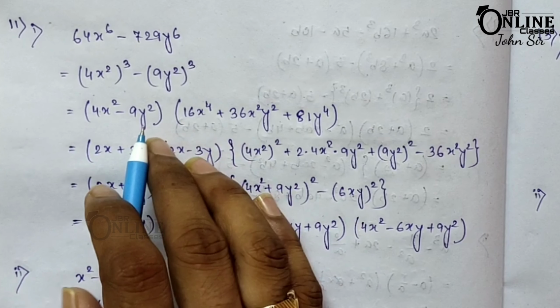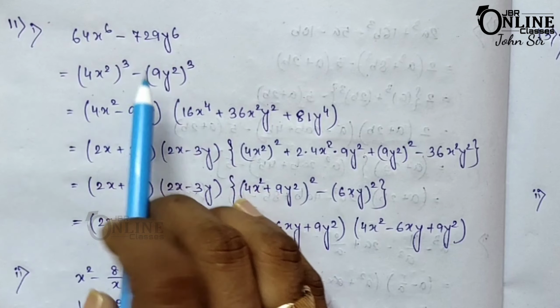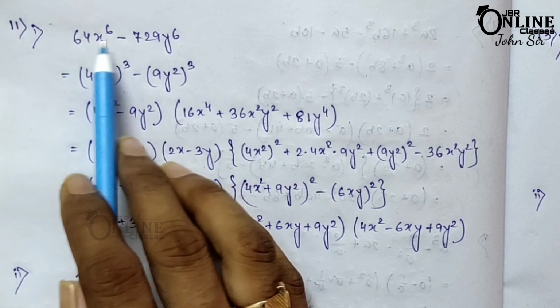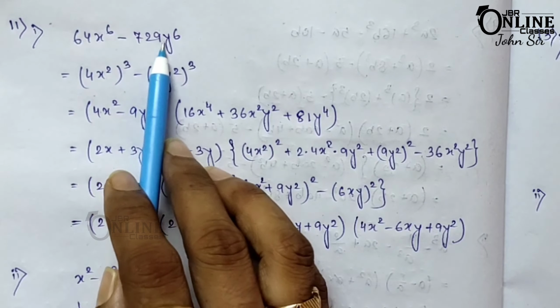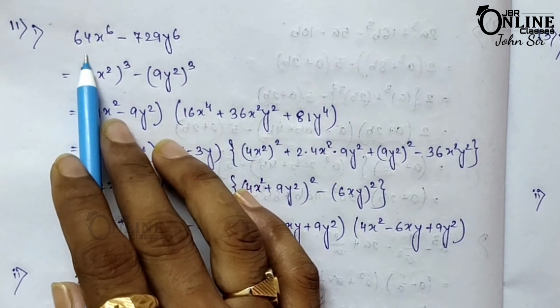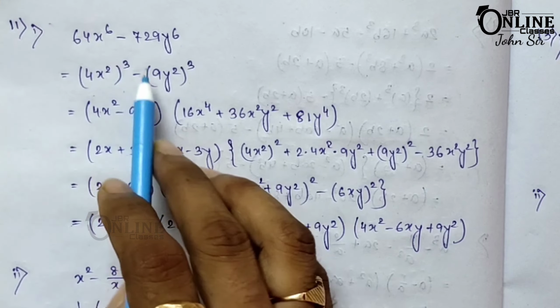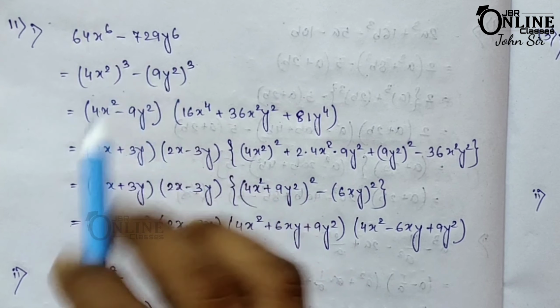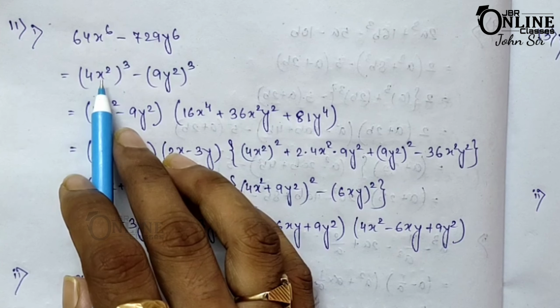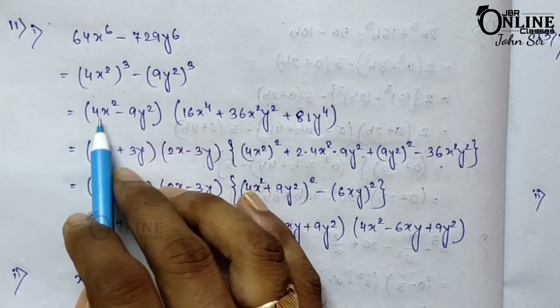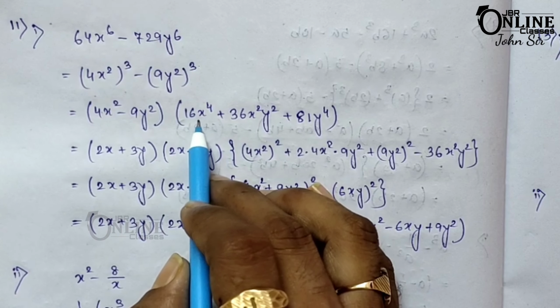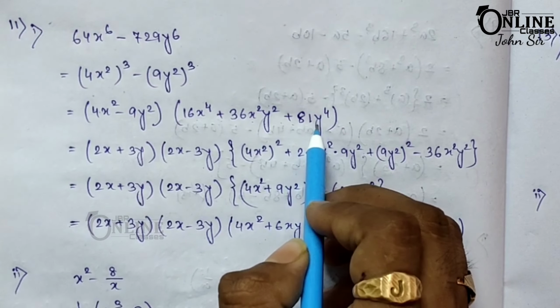Now sum number 11(1). Okay, it's another tough problem. Here 64 x to the power 6 minus 729 y to the power 6. Now you know that 64 is the whole cube of 4. So 4x square whole cube minus 9y square whole cube. So first write down according to the formula a cube minus b cube, so a minus b. After that a square plus ab plus b square.